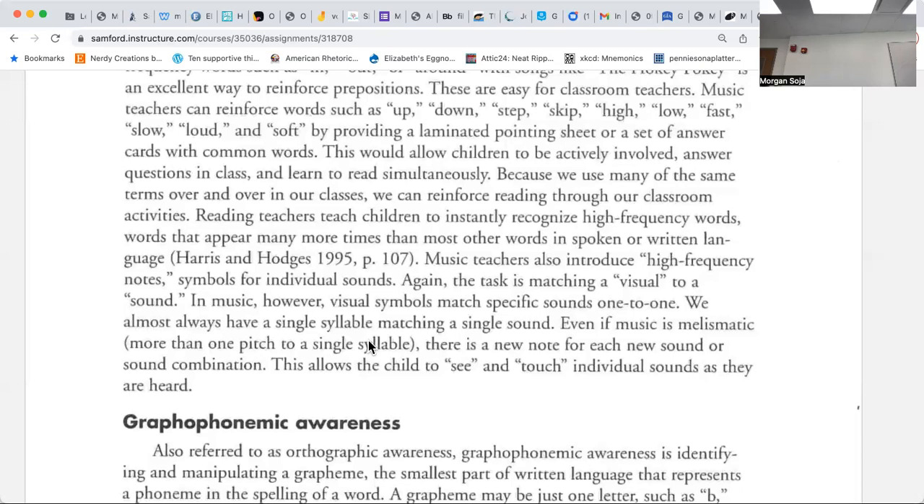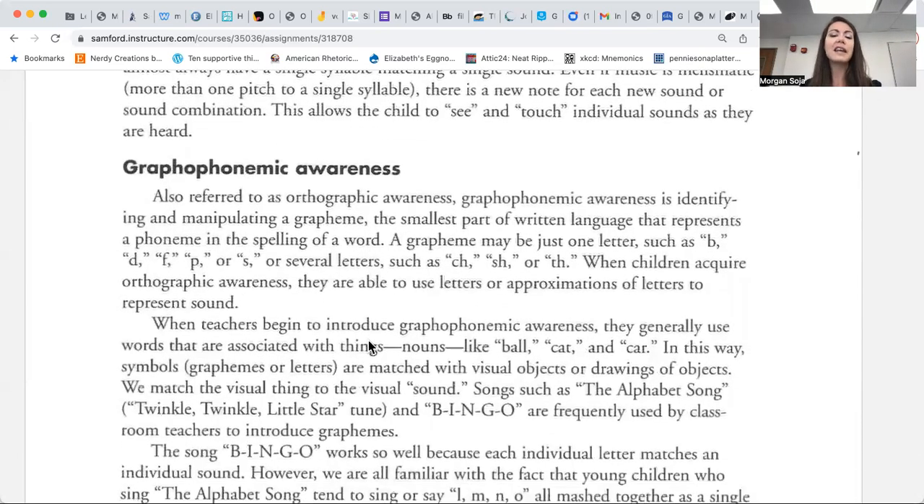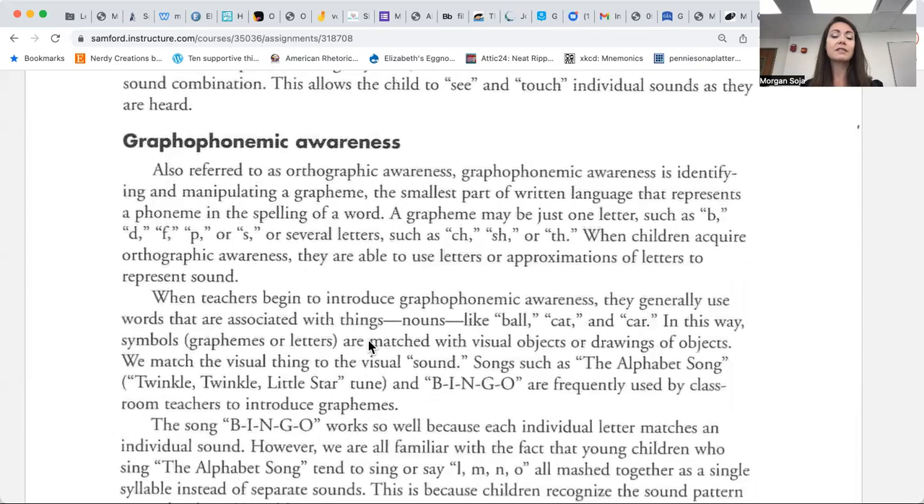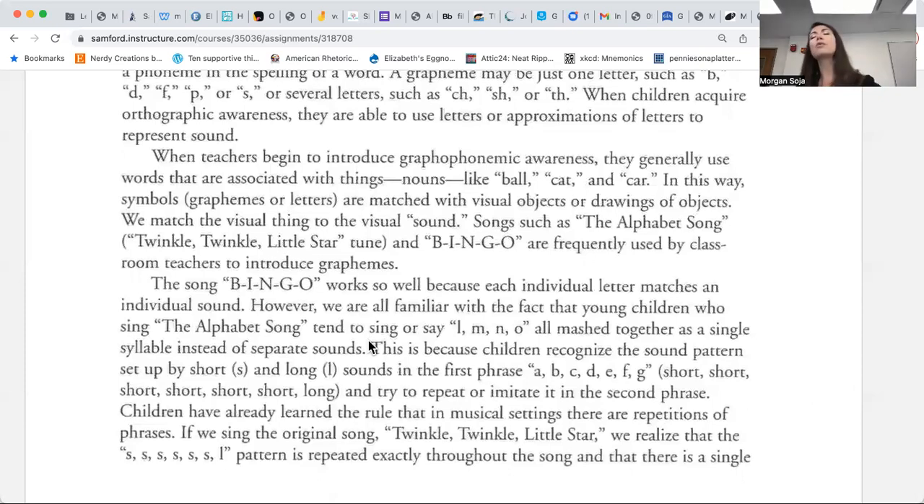Then we go, something is not like everything else. We don't always play in major keys. So then we get to graphophonemic awareness again, where we get to how do these sounds connect to these symbols that we're using. And they talk about how we can do that, how we can support English language learning in our music classes.